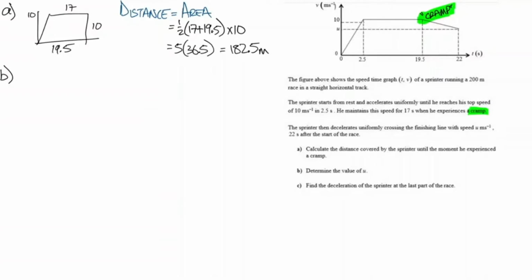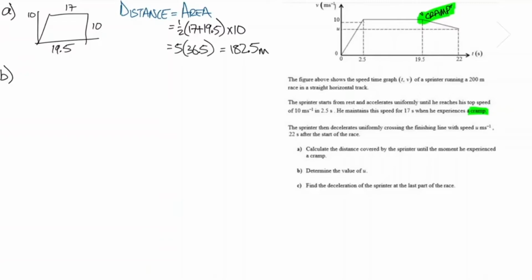In part B of the question, we're asked to determine the value of u. Well, I know the distance traveled up until the cramp, and I know that the entire journey, the entire race, was 200 meters. That's the event that he was running. So there was another 17.5 meters to go. The rest of this graph should have an area of 17.5 meters.